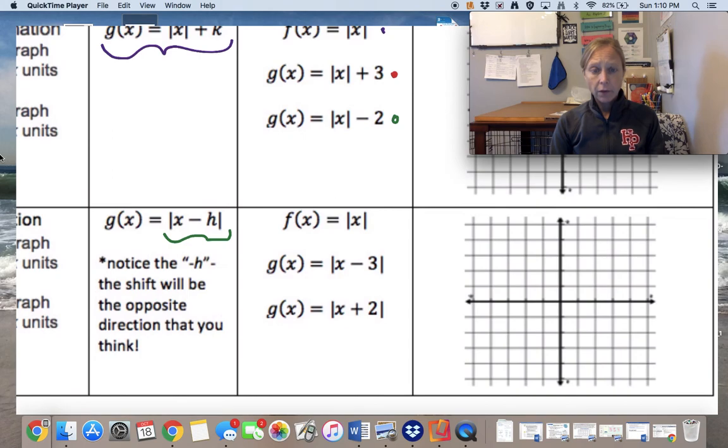We know what our parent function looks like, so let's just focus on our first transformation. Absolute value of x minus 3. So remember, x minus h. The h in this case is a positive 3. So this is a horizontal translation, right 3. So rather than going through 0, 0, it's going to move to the right 3 and then make that V shape.